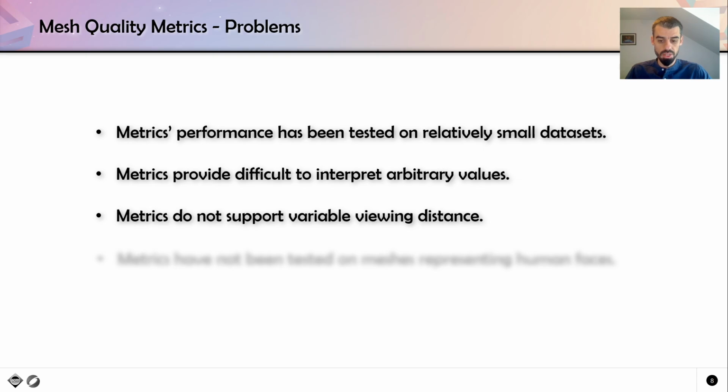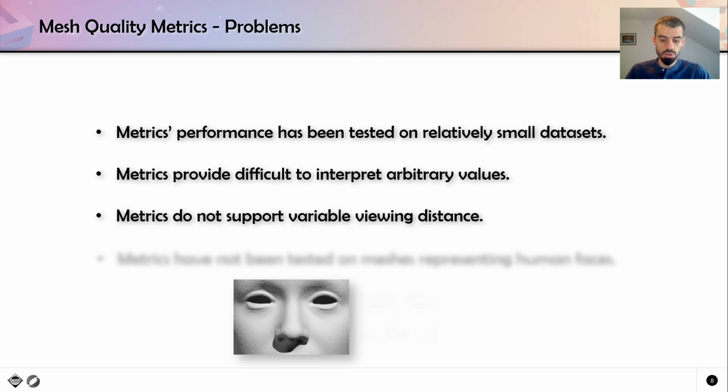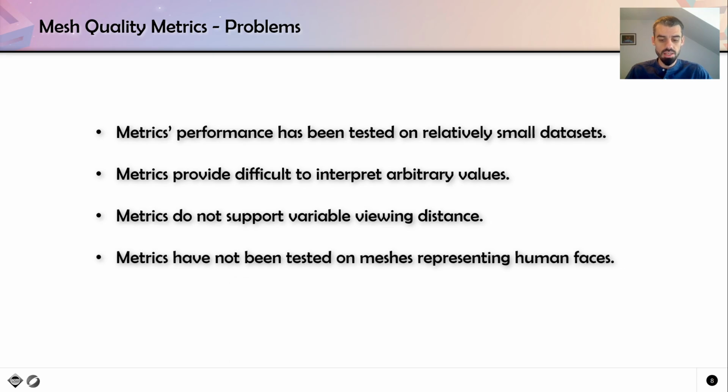Next, none of the mesh-based metrics support variable viewing distance, which is an important factor in human perception. As shown at the bottom of the slide, a higher frequency distortion might not be visible when seen from afar. And last but not least, none of the datasets used for evaluation of the metrics consisted of high-quality meshes representing human faces. This is especially important as human characters or avatars are ubiquitous in gaming, entertainment, and social applications.